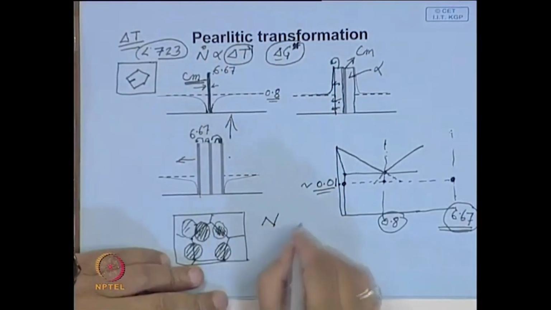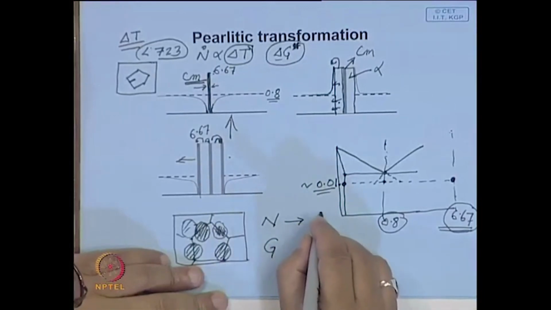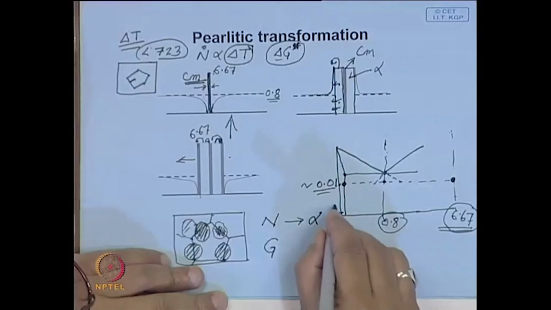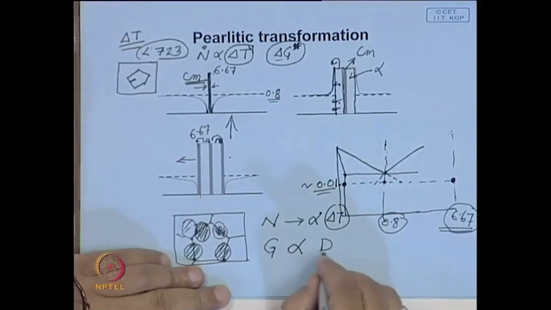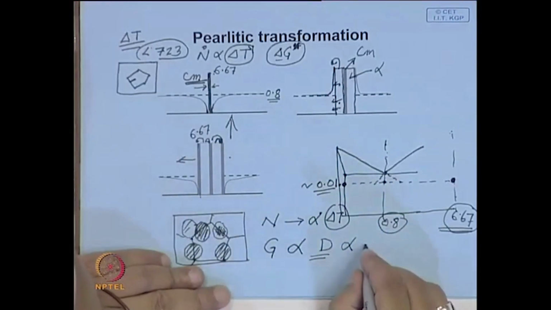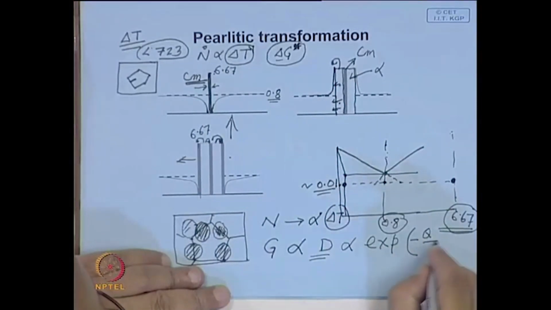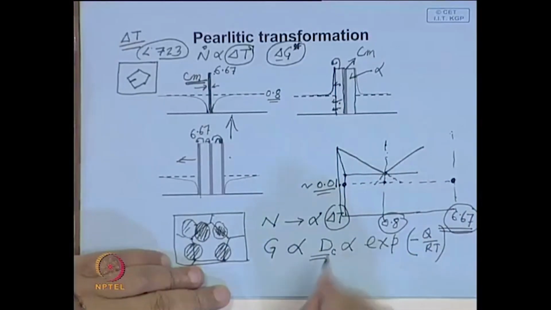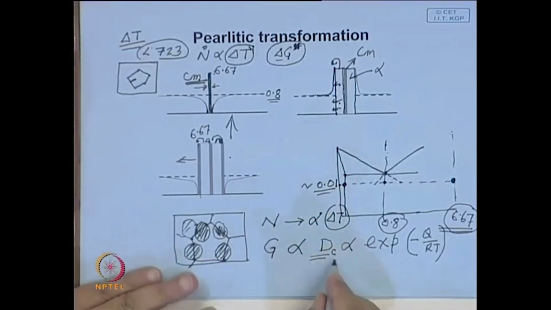So, what we say is that for pearlitic transformation to take place, we have two simultaneous things taking place. One is nucleation, second is growth. This nucleation is proportional to the level of undercooling, and growth is a function of, proportional to, the diffusivity of carbon atom, and diffusivity we know is a strong function of temperature. Say activation energy, say this is Q over RT.